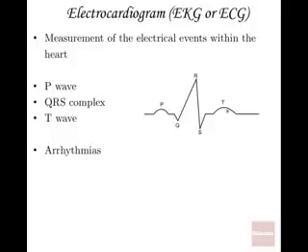They call them waves. The P wave, let's do that in red, right here. This has to do with the atria being depolarized. And depolarization of the atria is going to make it do atrial systole, that contraction. So here is atrial depolarization. So that is going to make the left and right atria contract.